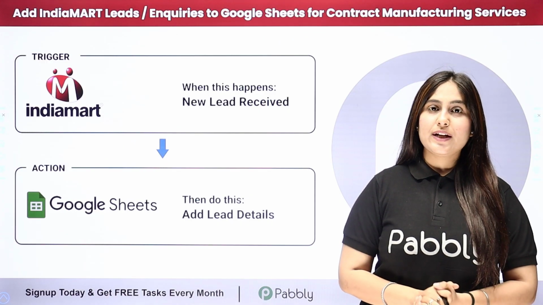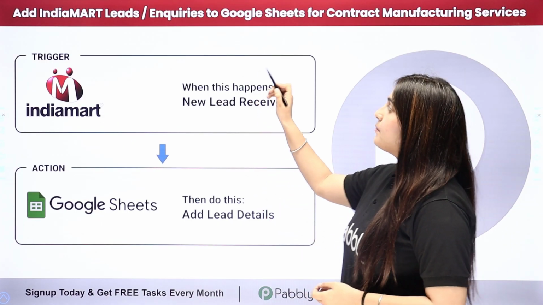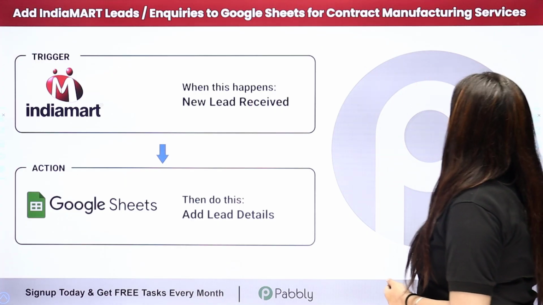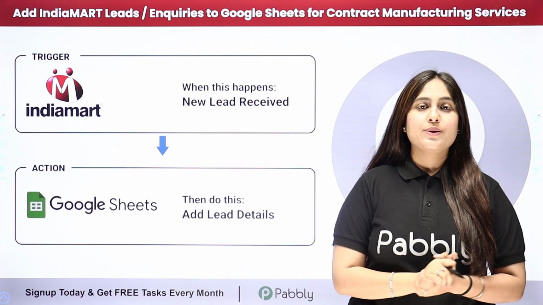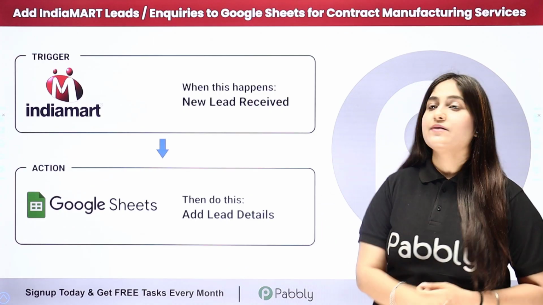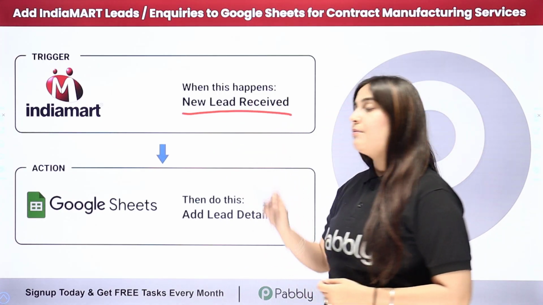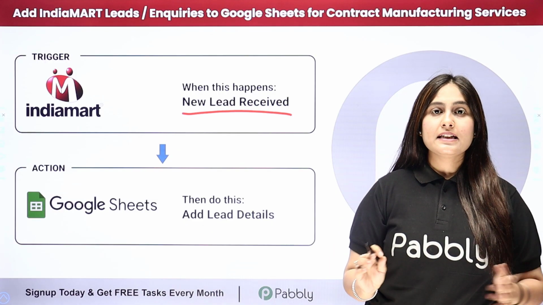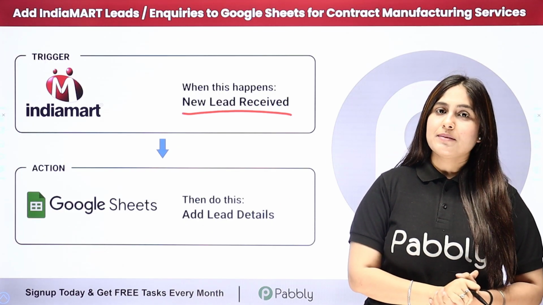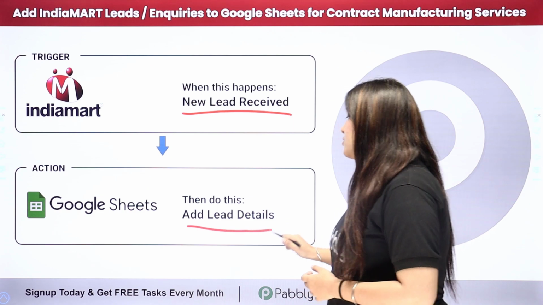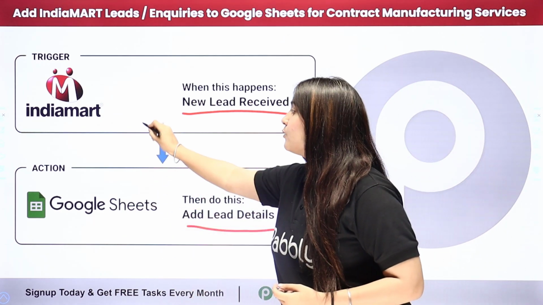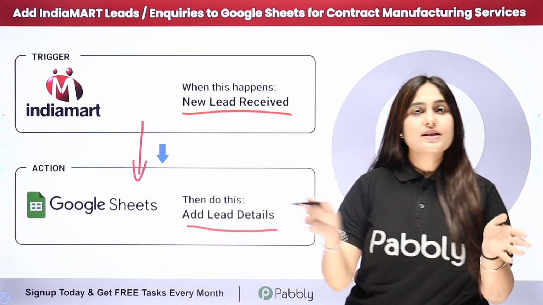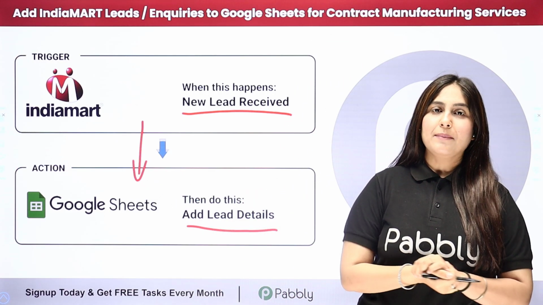In this video we are going to understand how to add IndiaMART leads or inquiries to Google Sheets for contract manufacturing services. So here I receive a lot of leads through IndiaMART, and here my objective is that whenever I'm going to receive a new lead through IndiaMART, then automatically and instantly the lead received should be added in my Google Sheets as a new row. So now here to automate the entire process, I need to connect my IndiaMART account with my Google Sheets account using an automation software named Pabbly Connect.